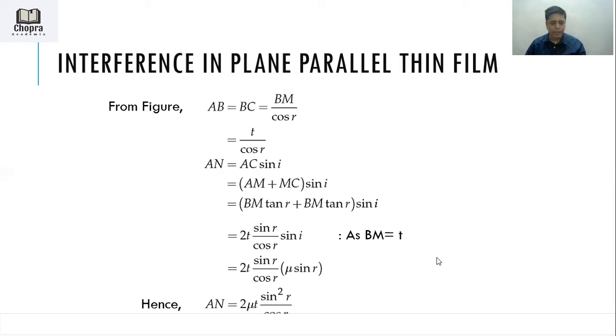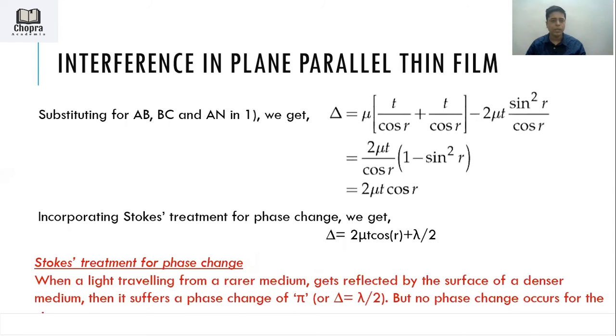Substituting for AB, BC and AN in equation number 1, we get the path difference to be equal to 2 mu T cos R. Now there is a very important treatment called Stokes treatment for the phase change that has to be incorporated here if you want to find the final path difference. So we'll just go back to the image.